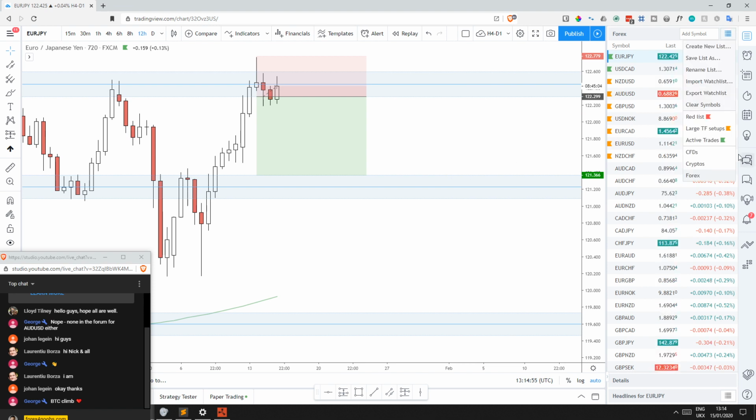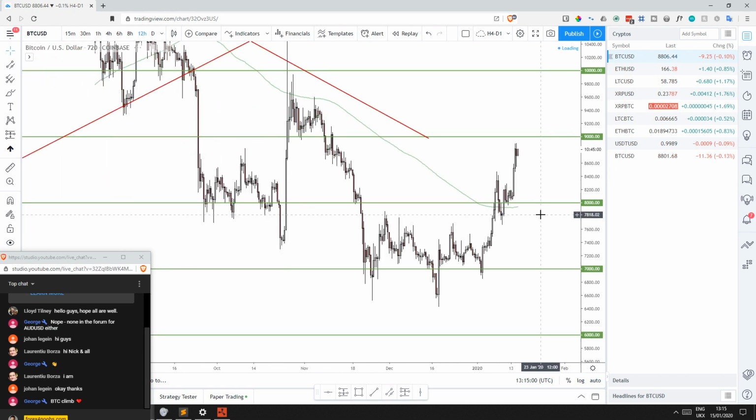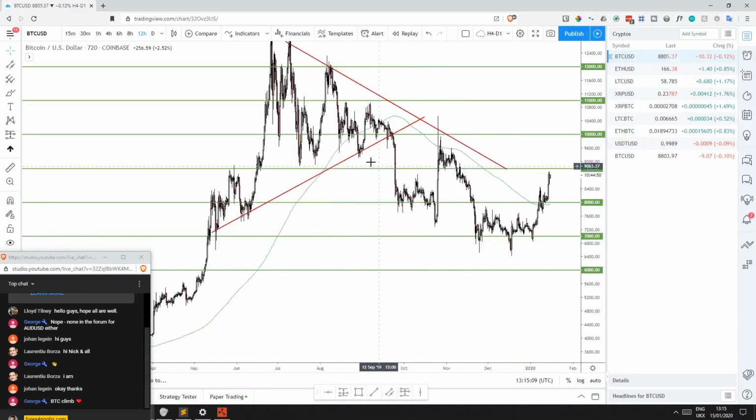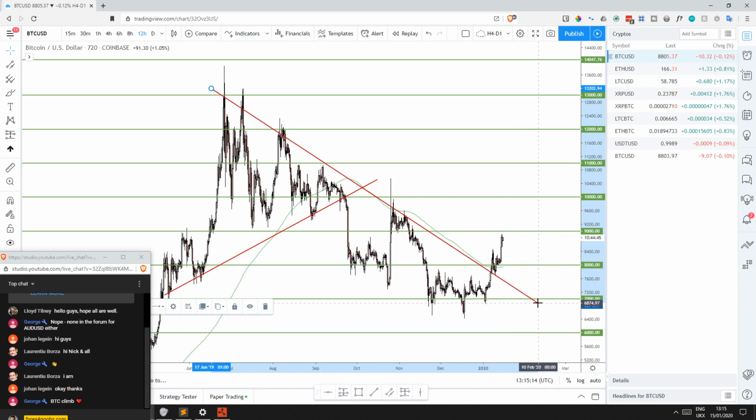BTC climb. Let's take a look at the cryptos we haven't done for a while. Ooh, that is a climb and a half. Breaking some bearish trend lines and all. Interesting.